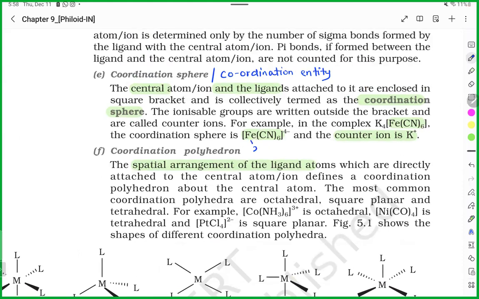For iron, I'm calculating X, with 6 cyanide, each -1.